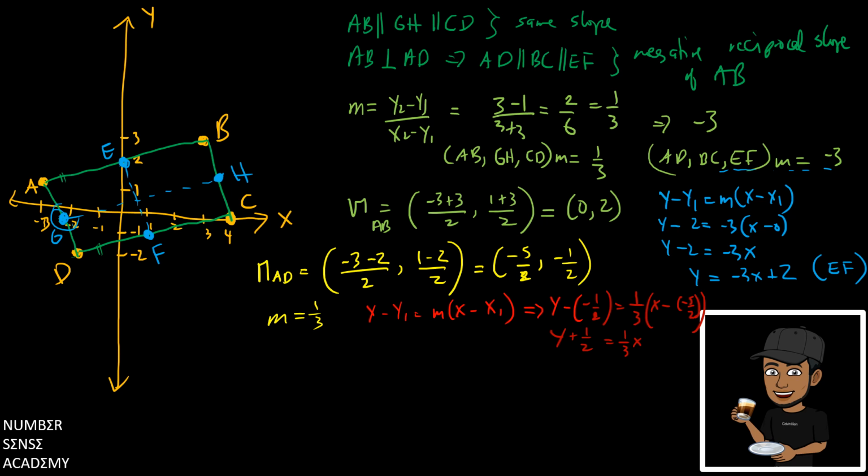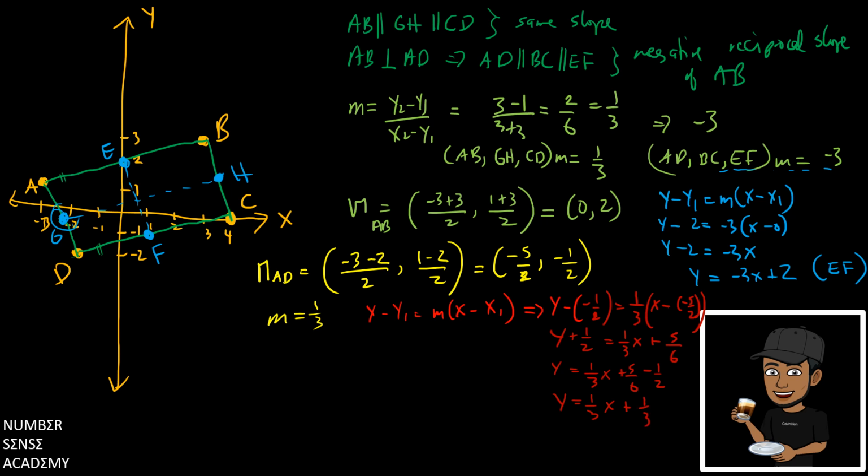So now I have y plus a half is equal to 1/3 x plus 5 over 6. 1/3 times negative 5 over 2 becomes positive because of these two negative signs, so 1/3 times 5 over 2 becomes 5 over 6. So I end up with y is equal to 1/3 x plus 5 over 6 minus a half. When I work out that math, I end up with 1/3 x plus 2 over 6, which is the same as 1/3.